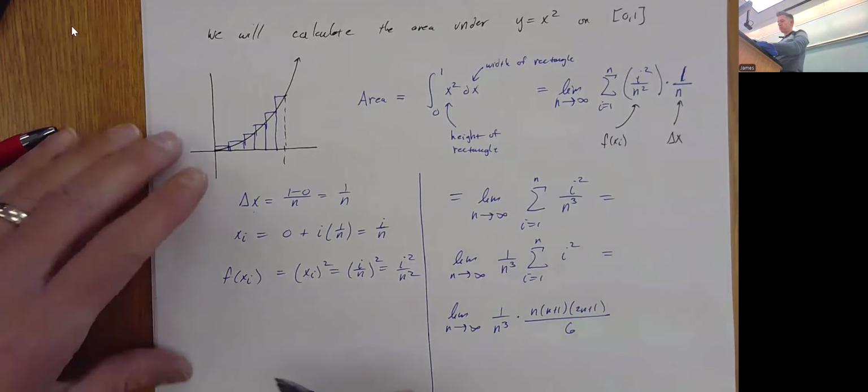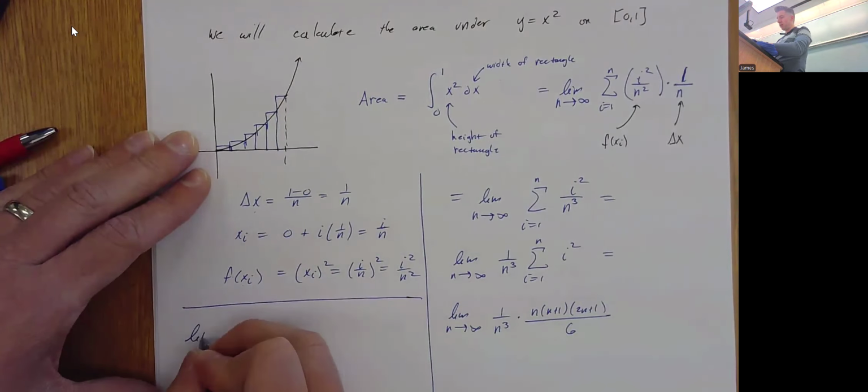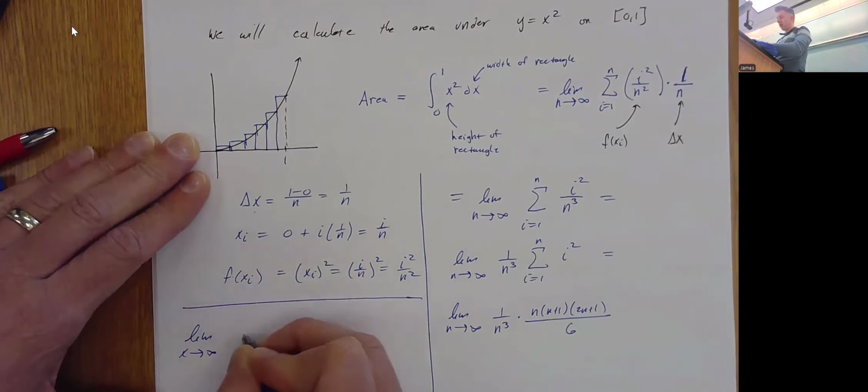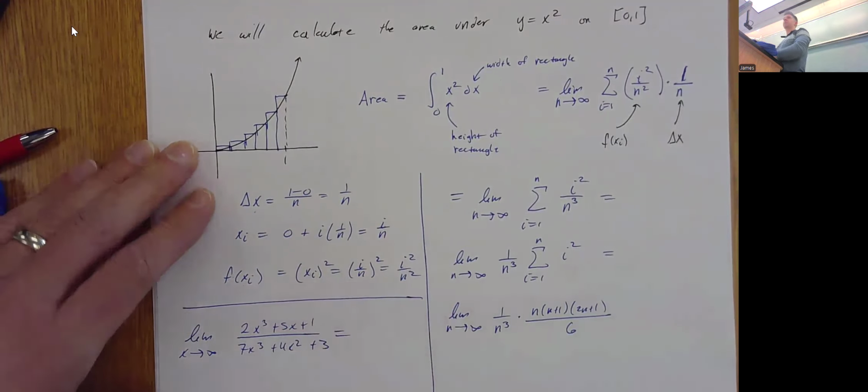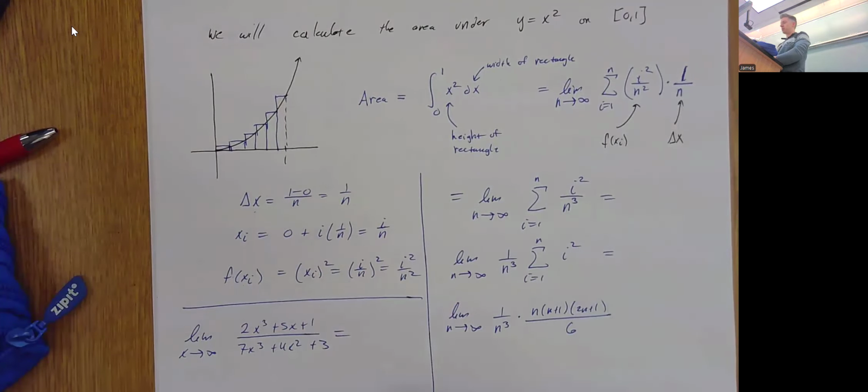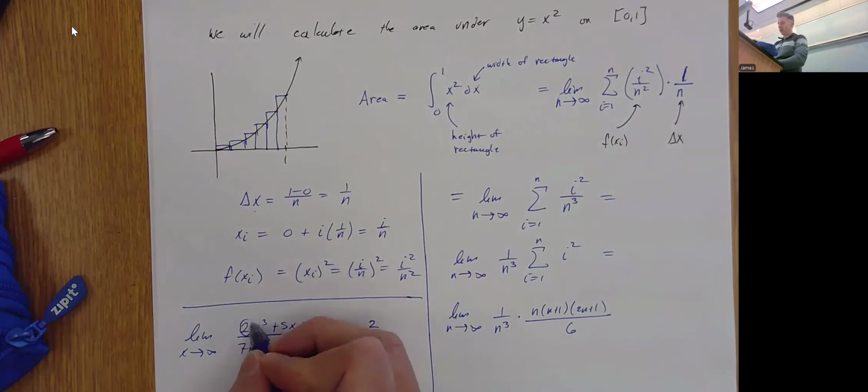Quick question. What's the limit as x goes to infinity of 2x cubed plus 5x plus 1 over 7x cubed plus 4x squared plus 3? 2 sevenths. Because you know the trick that if the power on top and the power on the bottom are the same highest power, then the limit is just the fraction of the leading coefficients. Great. Right, the quotient of the leading coefficients there.